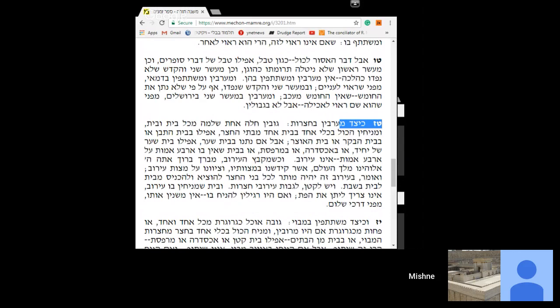However, אם נתנו בבית שער, אפילו בית שער של יחיד ובאכסדרה ובמרפסת ובבית שאין בו 4 אמות על 4 אמות, אינו עירוב. However, if they put the loaves of bread that were collected in a beit sha'ar, and a beit sha'ar is a little pathway that leads up to the Haser, which is the entrance to the Haser.